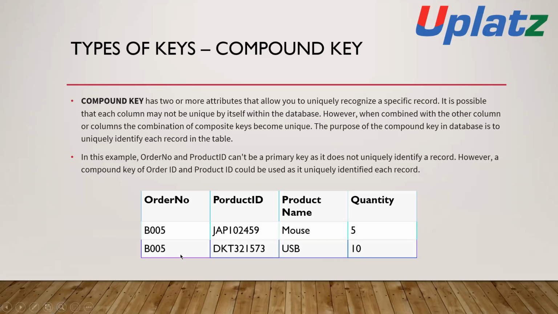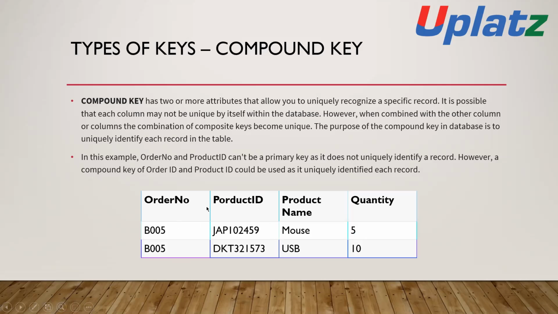In this case, order number and product ID can't be a primary key individually, as neither uniquely qualifies a record. There is a possibility that the same order has multiple products, so order number would be repeated. So the primary key cannot be order number. In the case of product ID, there is a possibility that the same product is ordered in different orders. So product ID can also be repeated multiple times in this table. So here both cannot become the primary key of that table.